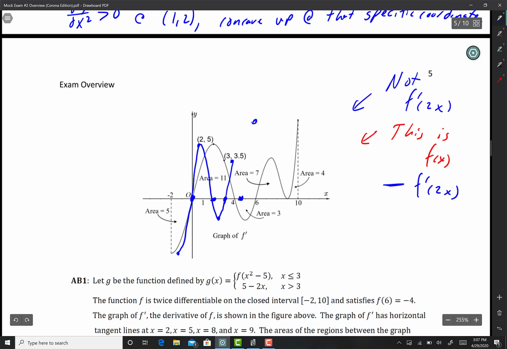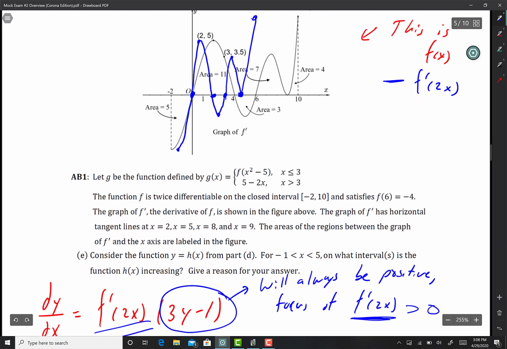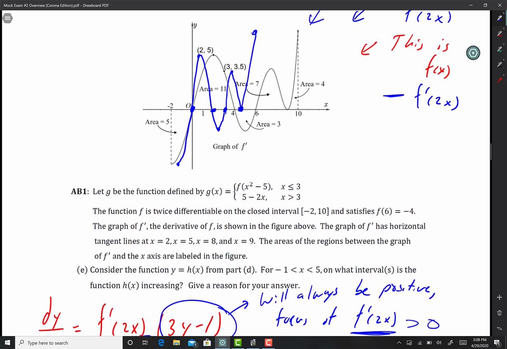I messed up. There we go. Sorry, guys. That took longer than it needed to take. It's this graph squeezed in by a factor of half. It doesn't look perfect, guys, and I apologize. But all right, now we can tell.